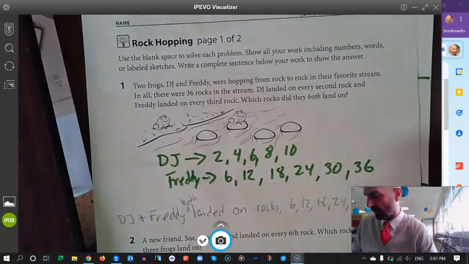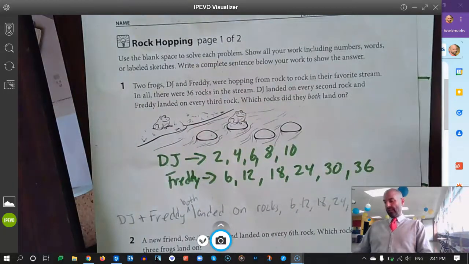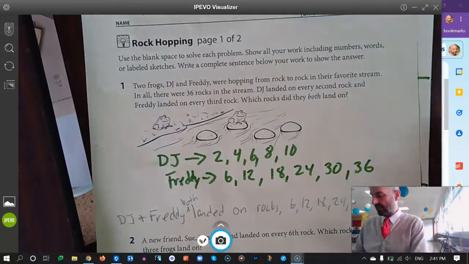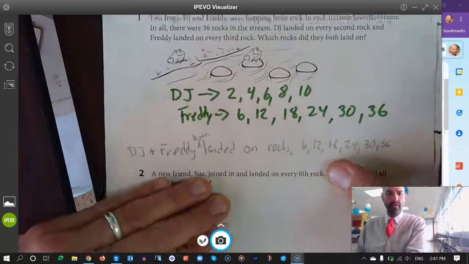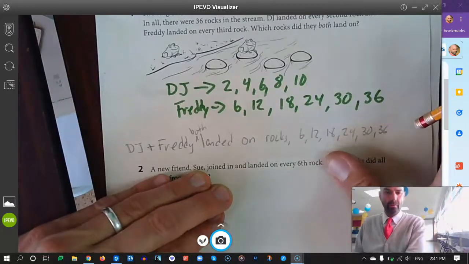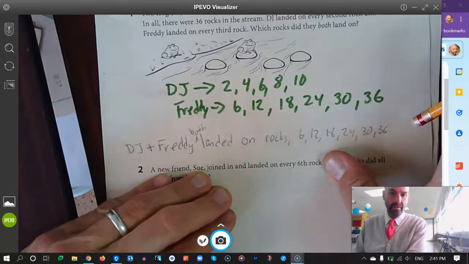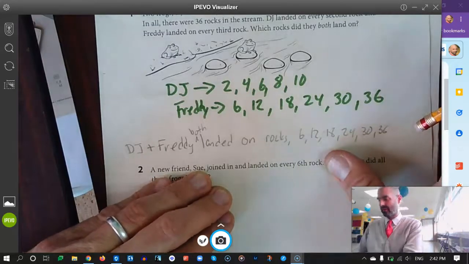All right, let's move on to number 2. A new friend, Sue, joined in and landed on every 6th rock. So let's think about that 3 reads thing. What's going on? So what's the story, the context? Somebody new showed up, right? Sue's there. Is there any new numbers? There sure is. This idea of the 6th rock. So she does every 6th. She's a great jumper, it looks like.